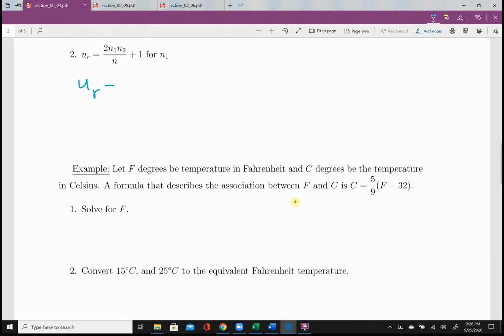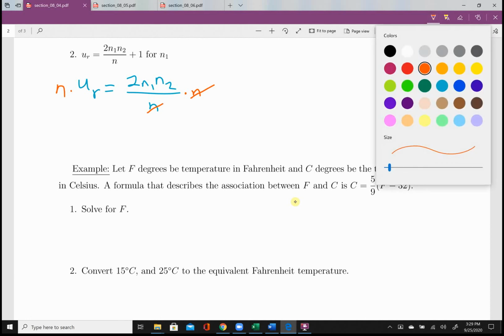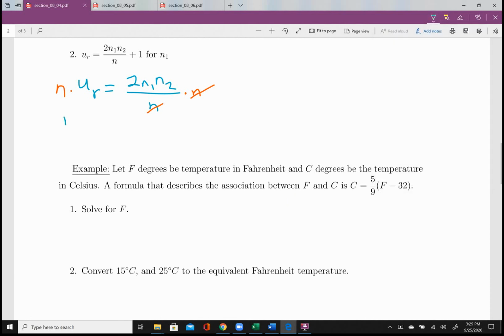Let me just rewrite the formula, and then I'll be able to show you the result of my first step, which, as I said before, was multiplying both sides by n. That'll make these n's cancel out. And so I'll be left with n times u sub r equals 2 n1 n2.